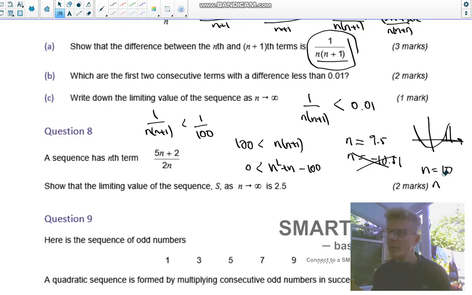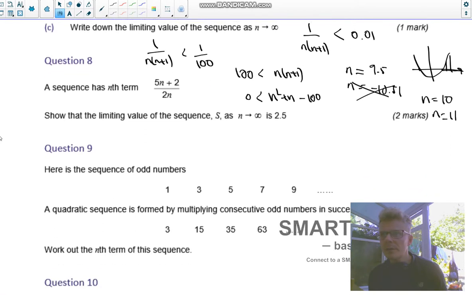And then, of course, the next term, because that's what we found the difference of. We found the difference of a term and its next term, which would be n equals 11. You can try that on your calculator. I think you get 1 over 110 when you put 10 and 11 in, but you get 1 over 90, something like that, when you put 9 and 10 in. So those are our consecutive terms.